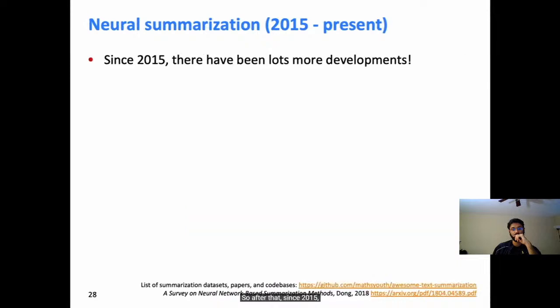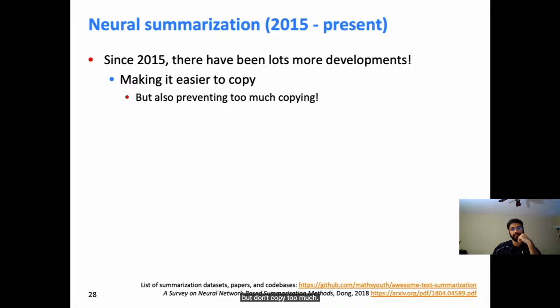Okay, so after that, since 2015, there have been lots more developments in neural abstractive summarization. And you can group together these developments in a collection of themes. So one theme is make it easier to copy. This seems pretty obvious because in summarization, you're going to want to copy over quite a few words and even phrases. But don't copy too much. That's the other thing: if you make it too easy to copy, then you copy too much. So then there's other research showing how to prevent too much copying.